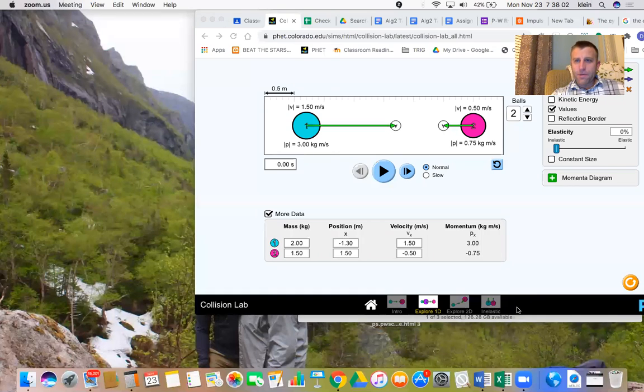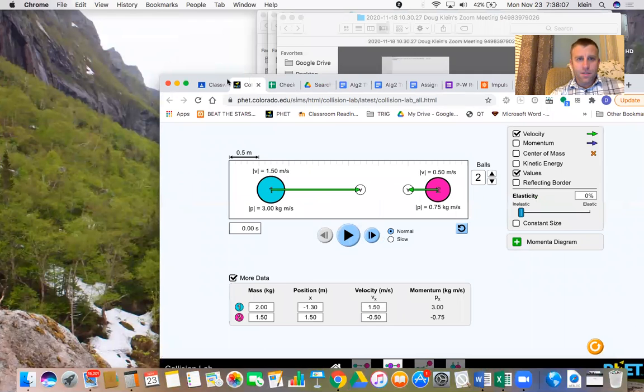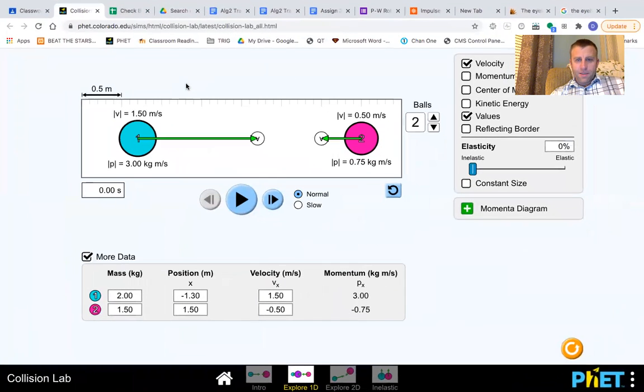All right, I'm going to show you guys just some details on this simulation that will help you do your assignment here today. I'll try to keep this pretty brief, but just a little bit of insight here. I went to the Explorer 1D, that's the one you should be on, I would say.